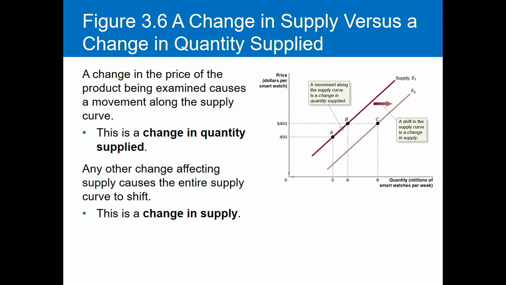So any of those other changes we talked about, those non-price changes, is going to cause a shift in the supply curve. So we'll move from curve S1 to S2, going out to the right. So we're still at $450 here, but we move from point B to point C. So the quantity has increased from 6 to 8. Remember, change in supply is a shift in the curve. A change in the quantity supplied is moving along that same curve. The only difference is the price.